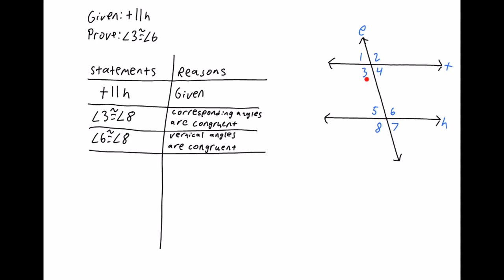Then finally, we can say that angle 3 and angle 6 are congruent because of the transitive property. Before we said angle 3 is congruent to angle 8 and angle 6 is congruent to angle 8, therefore we can say angle 3 is congruent to angle 6. So now we just proved that angle 3 is congruent to angle 6.